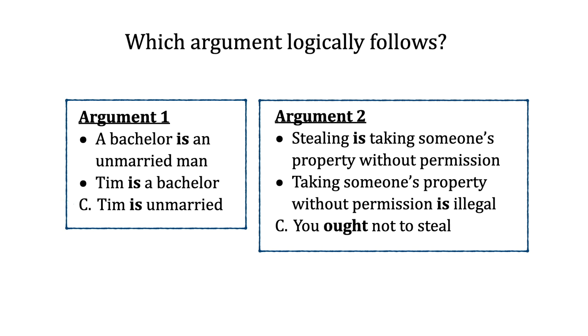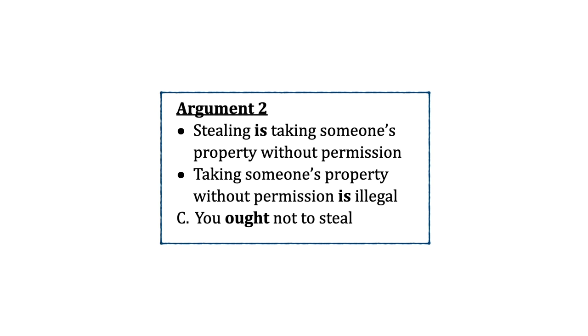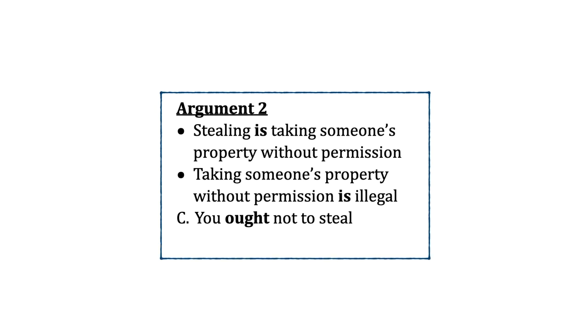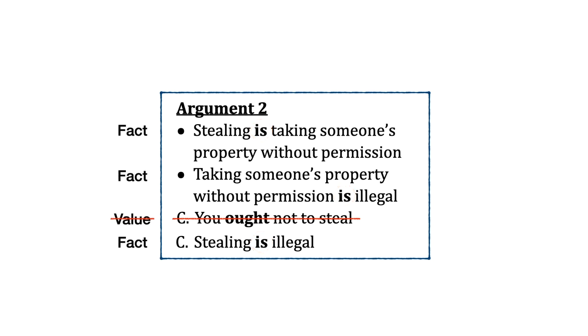But notice the second argument. The conclusion is not a fact, but a value. It is a prescription, not a description. It is saying what we ought to do, not what the world is like. Now, hopefully you can see what would actually follow from these premises. It would be valid to conclude that stealing is illegal. But saying that stealing is illegal is just another fact about the world. It is not an ought.